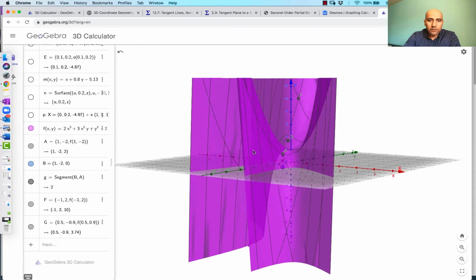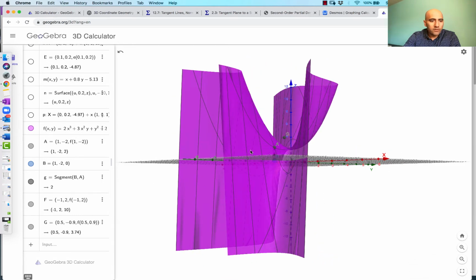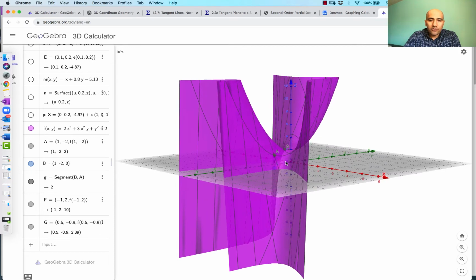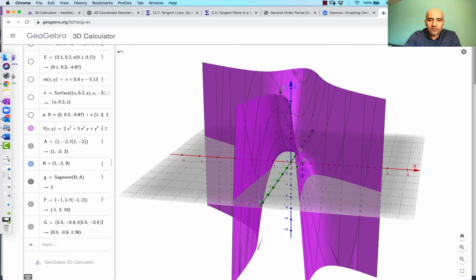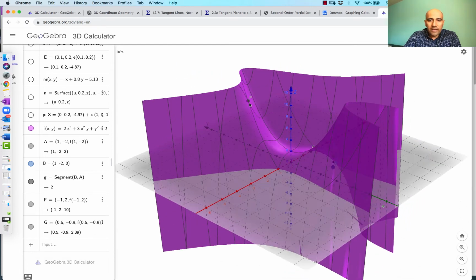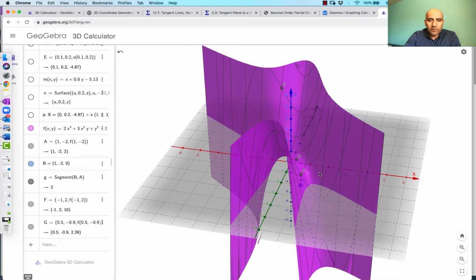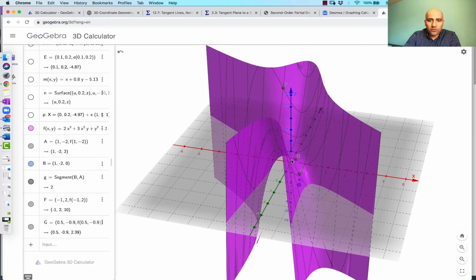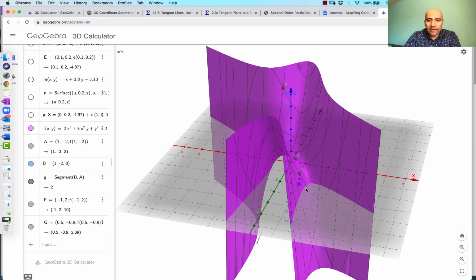wait a minute, something's weird. G, something's wrong with G. Oh, this is supposed to be negative 0.9. So input value, okay, good. So all those 3 points should be on this purple surface, right? That's what generates this 3D image. This F point is right there on the purple surface, and if we tilt it this way, we can see that G is also on that surface, and that initial point A is also on that surface.